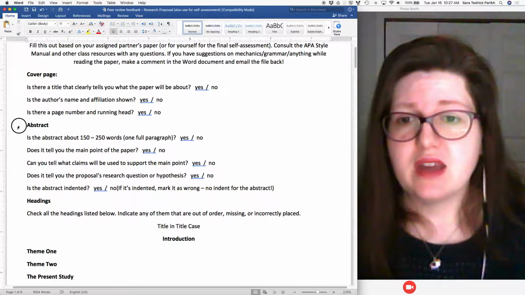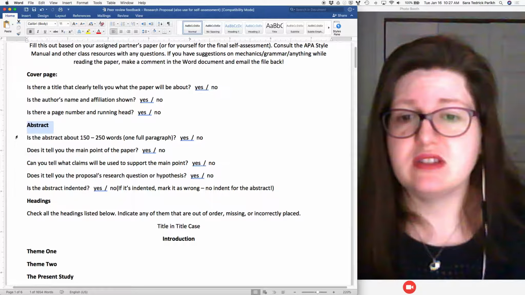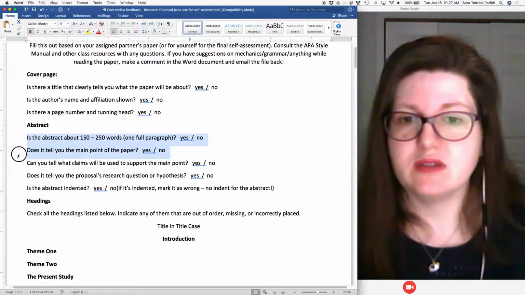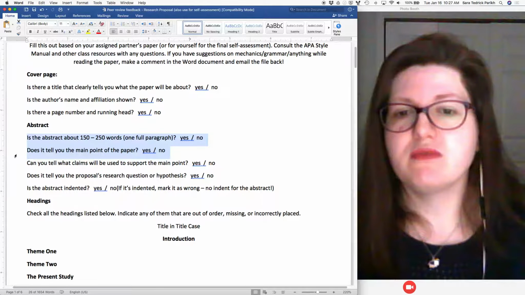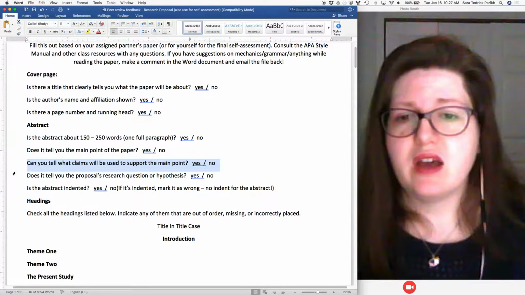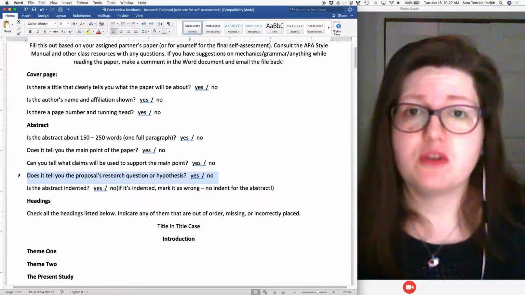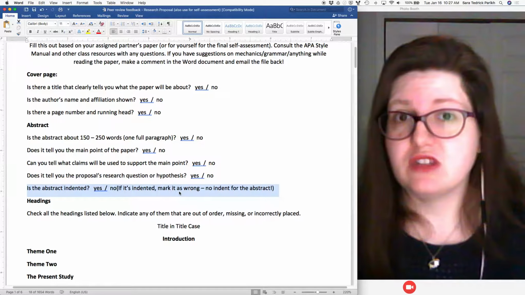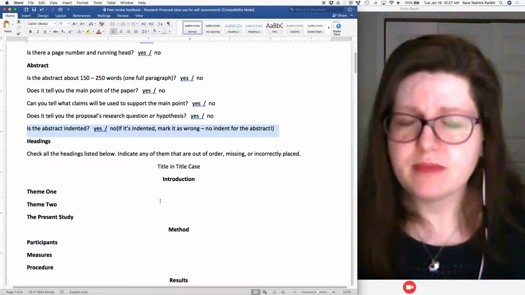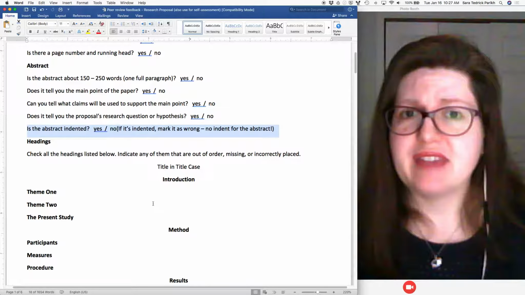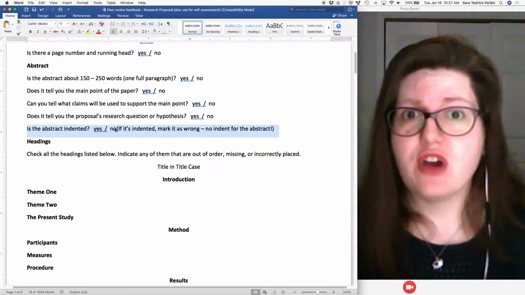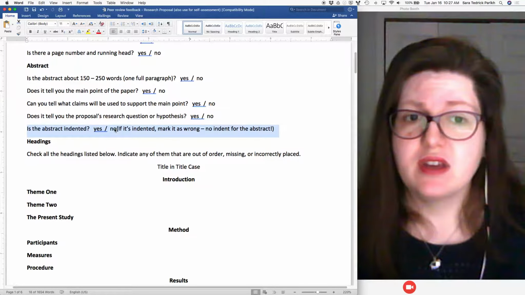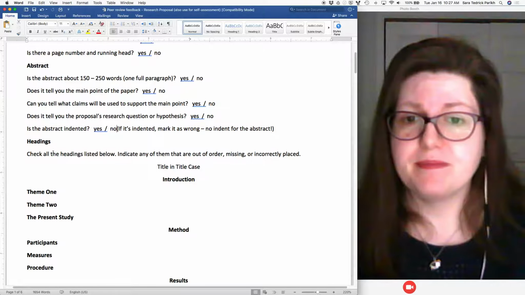Next page is the abstract. Remember, that heading does not get bolded, although it doesn't say that here. So check the number of words, whether it's telling you the main point, whether you know what claims will be used, and whether it tells you the research question or hypothesis. And remember, sometimes, like in this case, it's not supposed to be indented, actually. So if it's indented, that's a problem. Usually the correct answer to these questions is yes. So if there's ever a time where no is the answer you want, I will specifically tell you that.